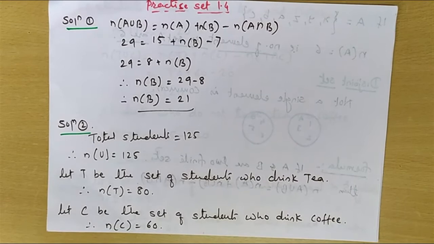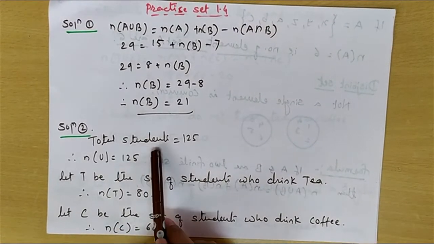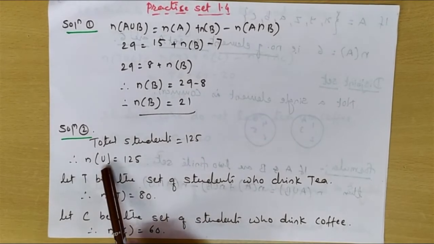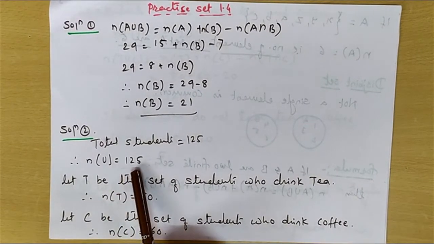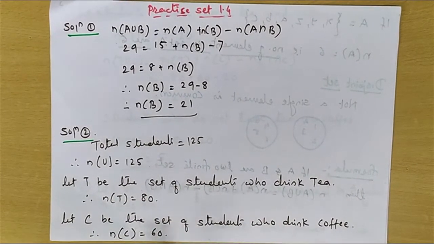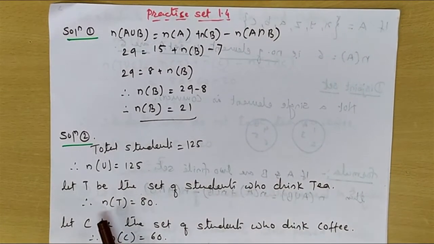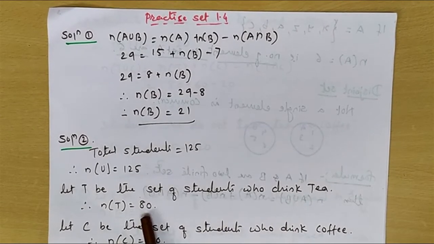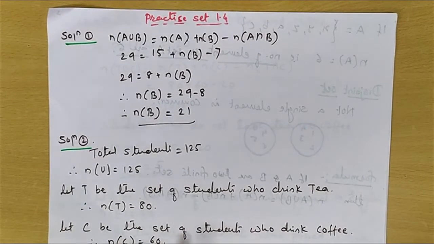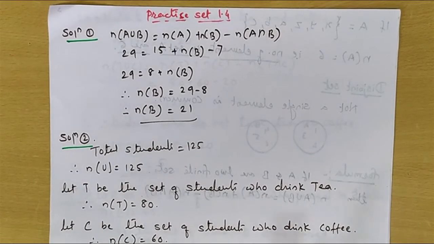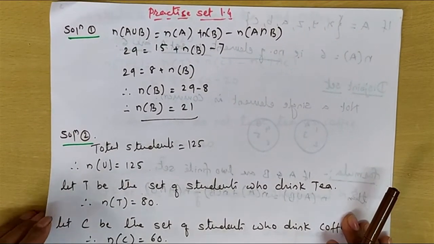In solution second, they have given total students in the class as 125. So N of U, that is the universal set, will be 125. Then let T be the set of students who drink tea, so N of T is equal to 80. Let C be the set of students who drink coffee, so N of C is equal to 60. You can see the question in the textbook.